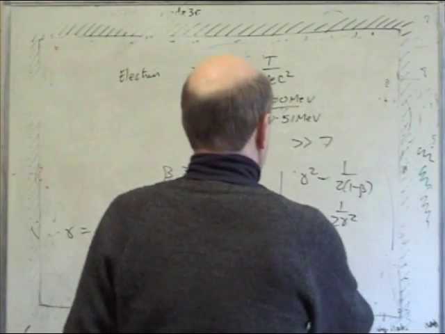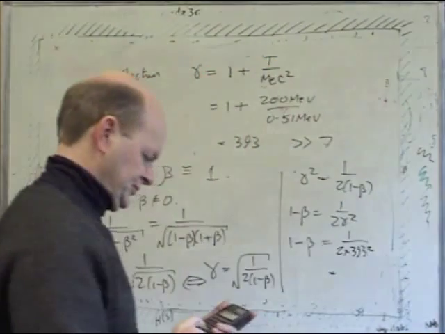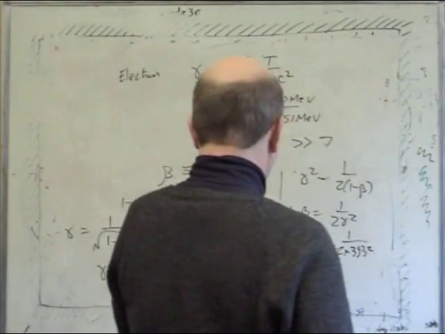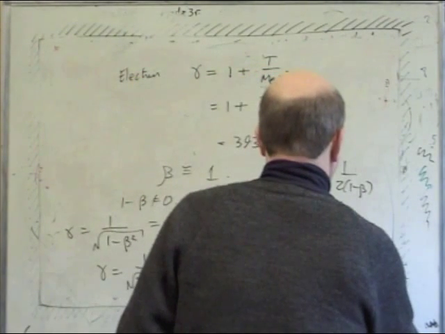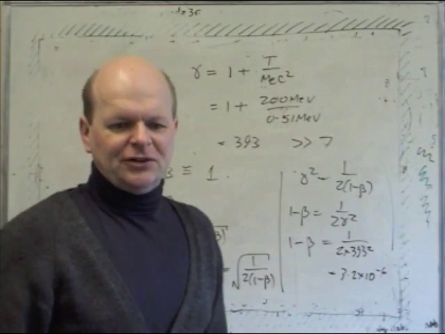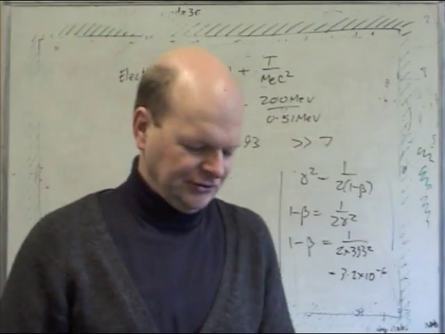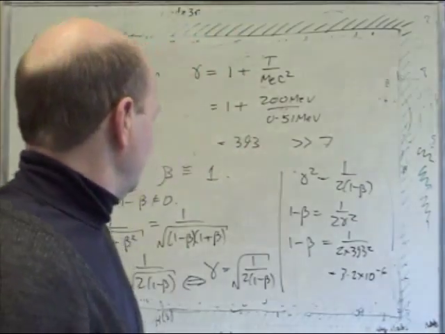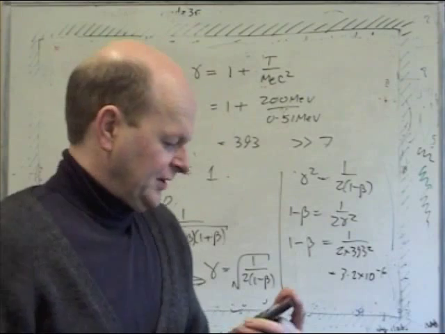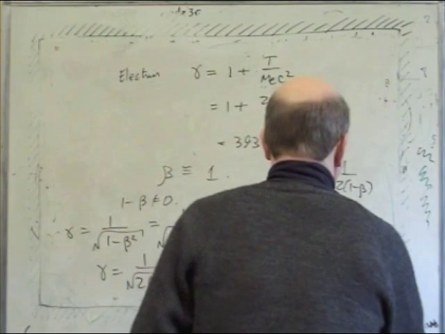So in this case, 1 minus beta equals 1 upon 2 times 393 squared, which equals 1 divided by 2 times 393 squared, which is 3.2 times 10 to the minus 6. So that is the ratio of the difference between the electron velocity and the speed of light to the speed of light. If we want to know how much less than the speed of light the particle is going, we simply multiply that fraction, 3.2 times 10 to the minus 6, by 3 times 10 to the 8 meters a second to get 971 meters a second, which is just a little bit less than a kilometer a second.